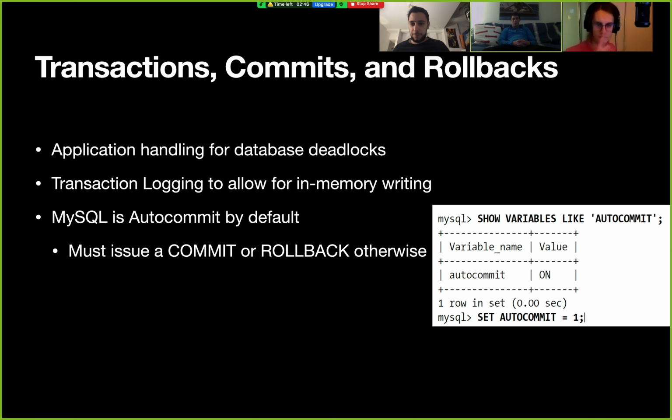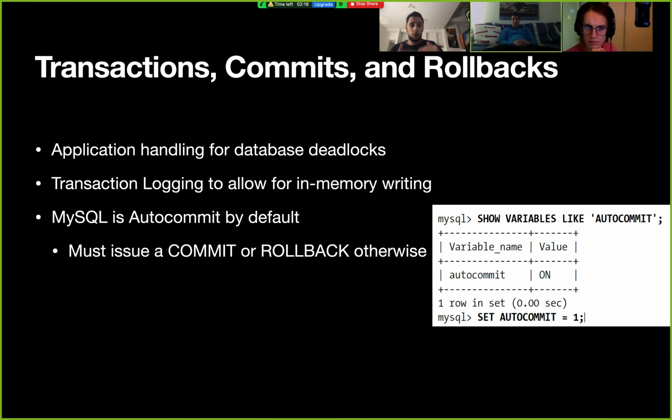Okay, so a database management system, at least for SQL, will always have this concept of a transaction. And a transaction is a set of queries which can be committed or rolled back, and that is a transaction. By default, MySQL will be auto commit. That means when I say do something, it's committed right away. But it doesn't have to be the case.